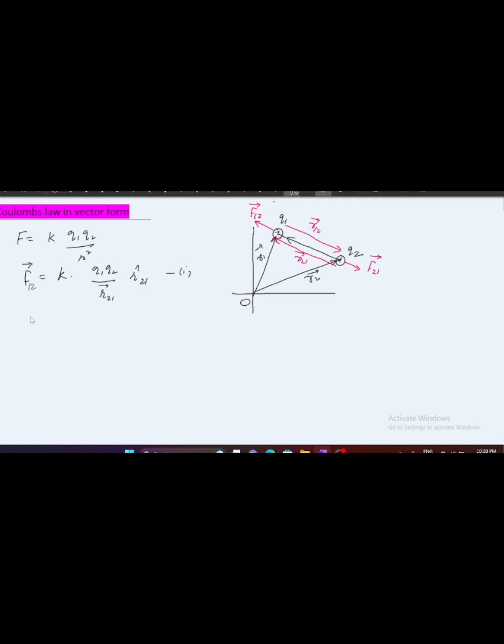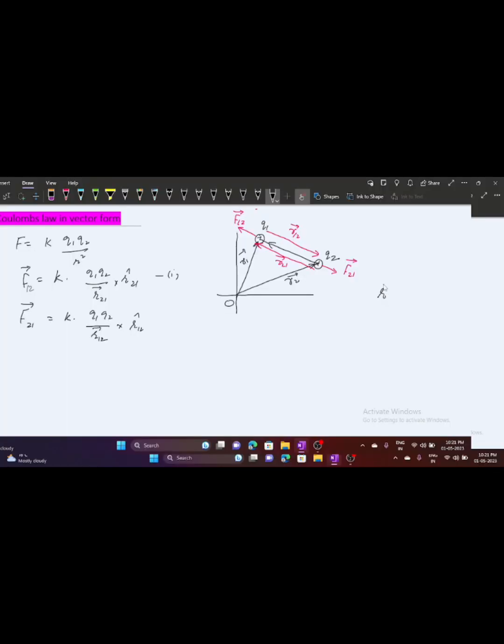Similarly, the force on second due to first, F21, will be equal to K Q1 Q2 divided by R12 square multiplied by the unit vector R12 cap. Here the unit vector is equal to the vector divided by the magnitude of that vector.